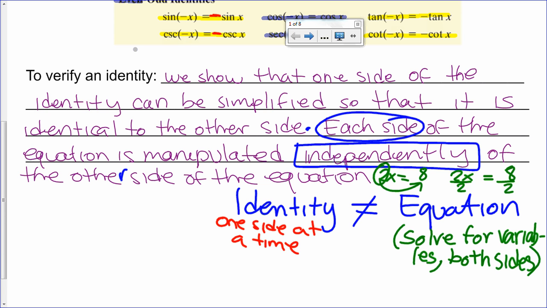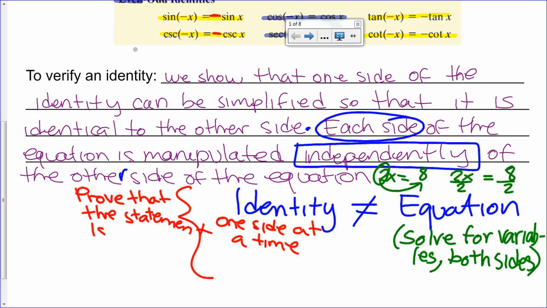And with identities, you cannot assume that the statement is true. So you're actually going to prove that the statement is true. And that's why we cannot manipulate both sides at the same time.